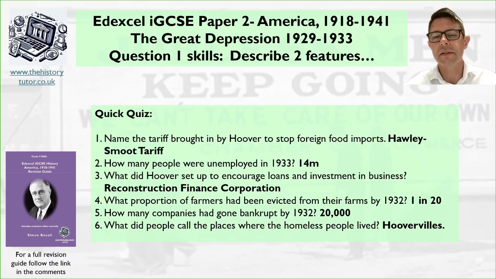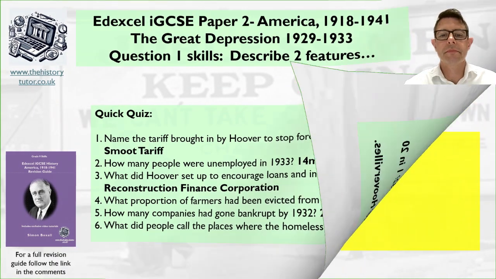They just didn't work. What proportion of farmers had been evicted from their farms by 1932? 1 in 20. Lots of farmers now bankrupt, unemployed, got real problems. How many companies have gone bankrupt? 20,000 companies. So that's all their workers losing their jobs as well. All the investors losing their money. Big problems. What do people call the places where the homeless people lived? That was called Hooverville. It was named after Hoover because he did nothing to help the people.